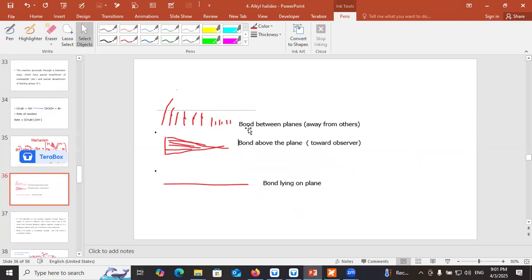These kinds of bonds lie below the plane, away from the observer, and this dark one is the bond above the plane towards the observer, and this is the normal bond lying on the plane. Three kinds of bonds.